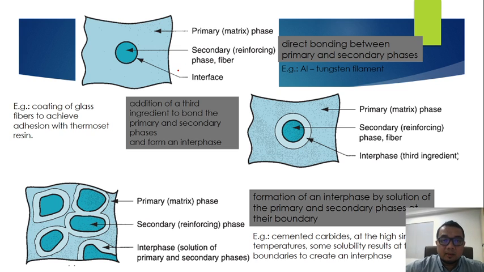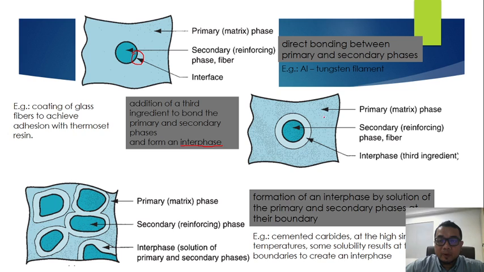As you can see, I already explained this in lecture 1. So, this is your primary phase, which is the matrix. This is your secondary phase, the reinforcement. This is the interface. As you can see here, this is the interface. So, this is direct bonding between primary and secondary phase, for example, Al tungsten filament. The second one is addition of a third ingredient to bond the primary and secondary phase and form an interface. This is what is called the interphase.